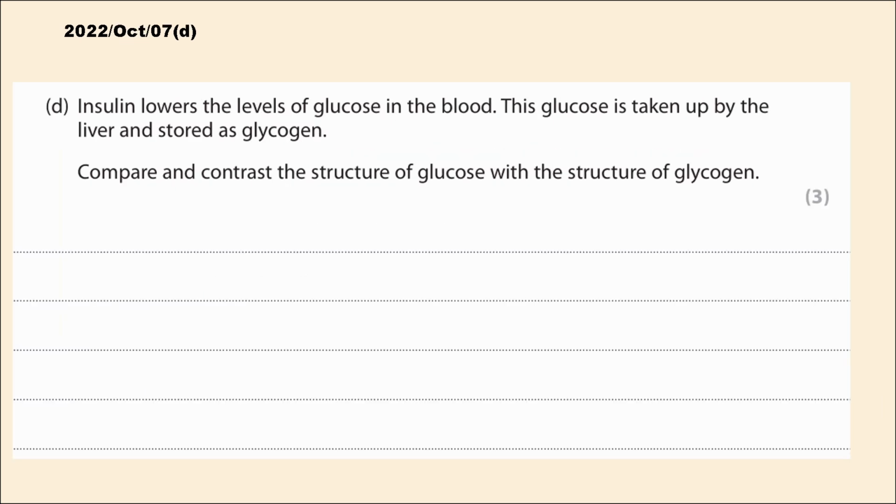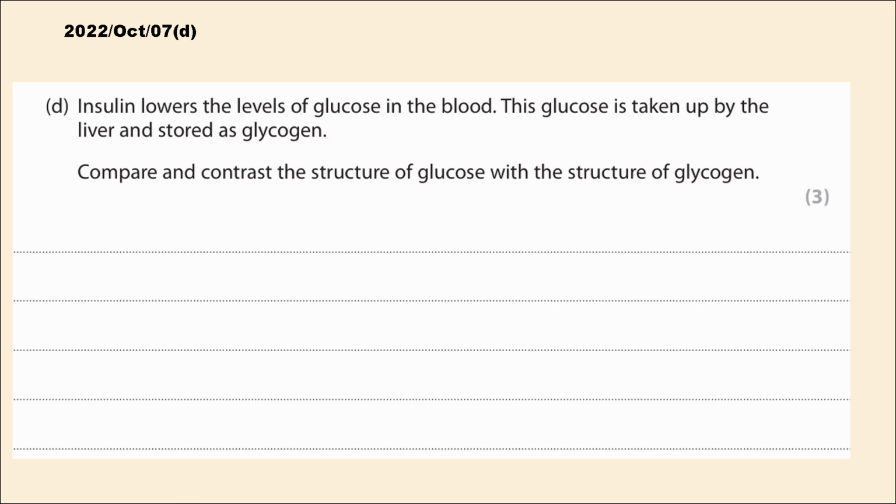The next question is from the October 2022 paper. Again, they provide some information first. The statement reads, insulin lowers the levels of glucose in the blood. This glucose is taken up by the liver and stored as glycogen. The question asks you to compare and contrast the structure of glucose with the structure of glycogen. So in this case, we are comparing a monosaccharide with a polysaccharide.